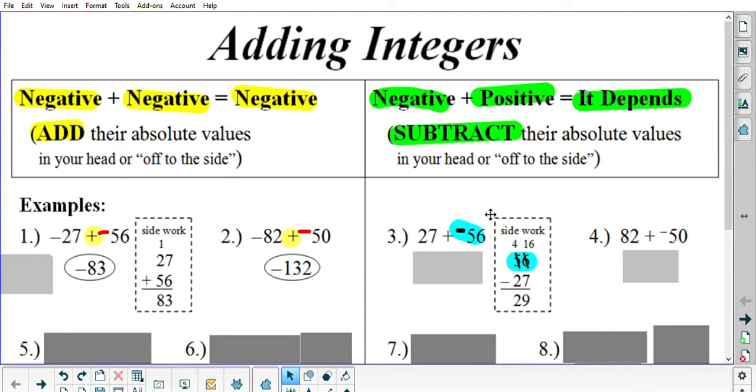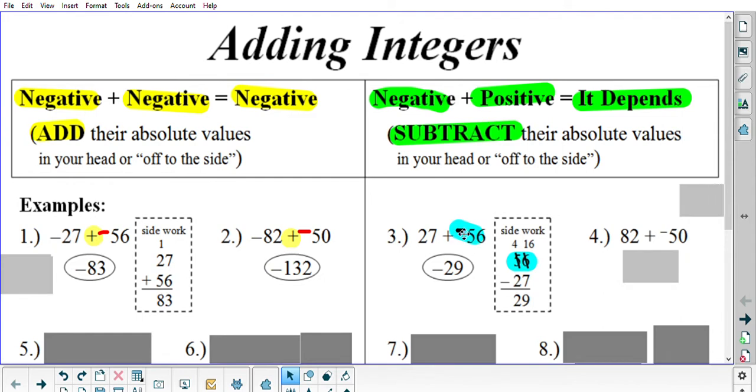Not that we're going to fight here, but you get what I'm saying, like a versus battle in a video game. Who's going to win? The one with the bigger absolute value. I think we can all agree, negative 56 has a bigger absolute value, the bigger distance from 0. Therefore, the final answer should be negative.